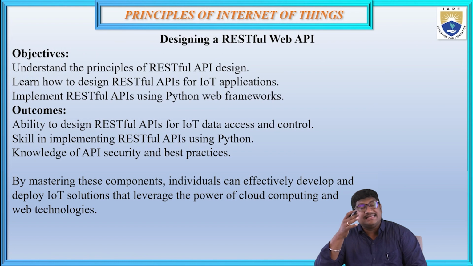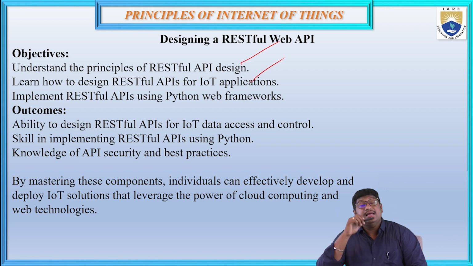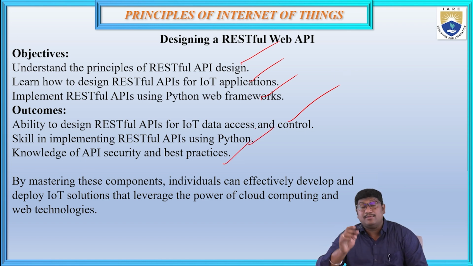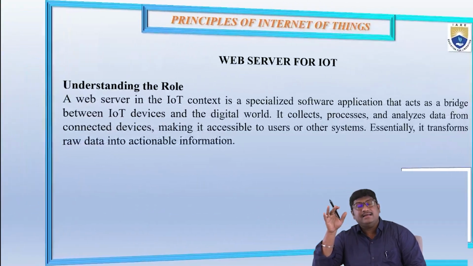The next topic is designing RESTful web APIs. The main objective here is that you need to understand the principles of RESTful APIs. You also learn how to design a RESTful API and implement it using a Python web framework. After successful completion, you gain the ability to design RESTful APIs for IoT data access and control. That was the first thing. Coming to the second one, you improve your skills in implementing RESTful APIs using Python, and you have knowledge about API security best practices. By knowing these four topics individually, you can effectively develop and deploy different kinds of IoT solutions, leveraging the power of cloud computing and web technologies in our IoT projects.